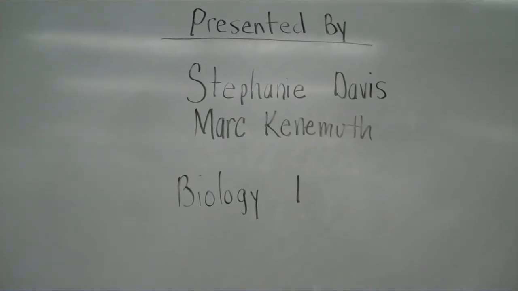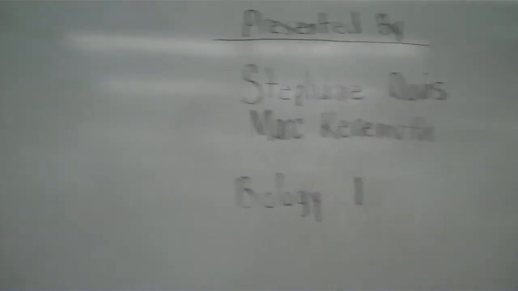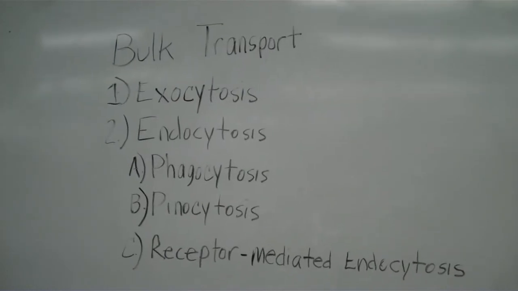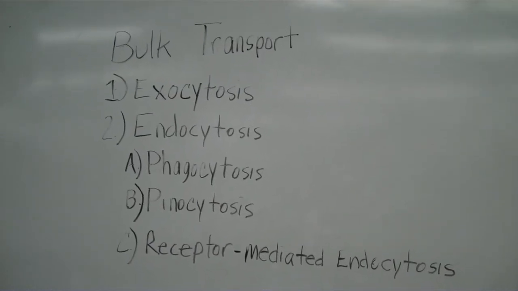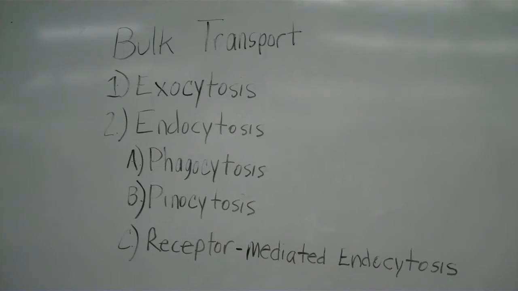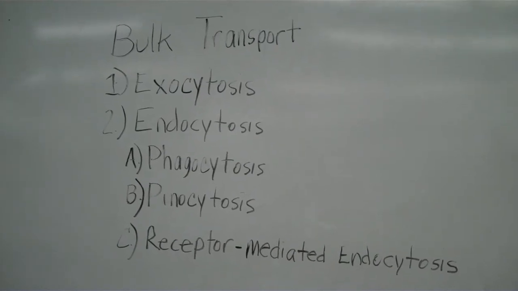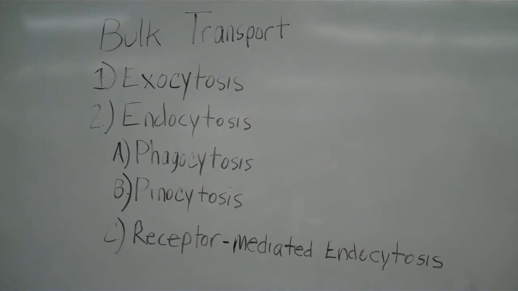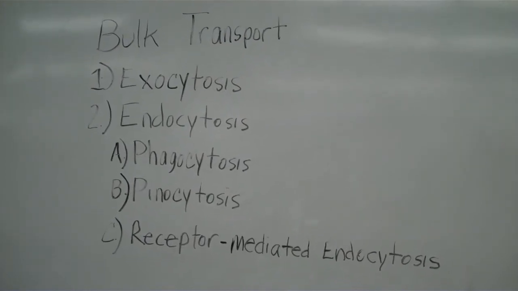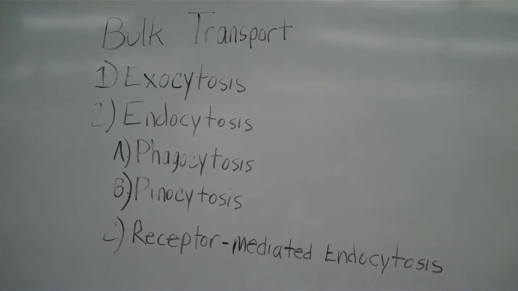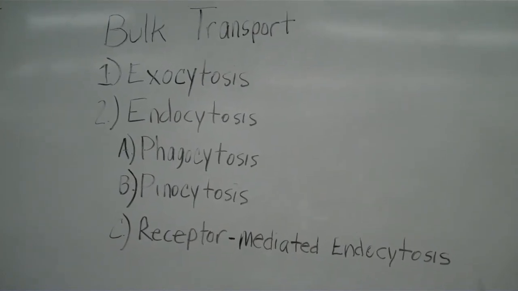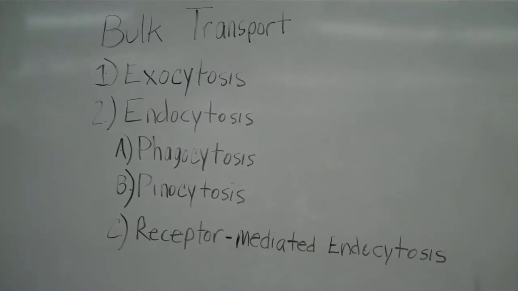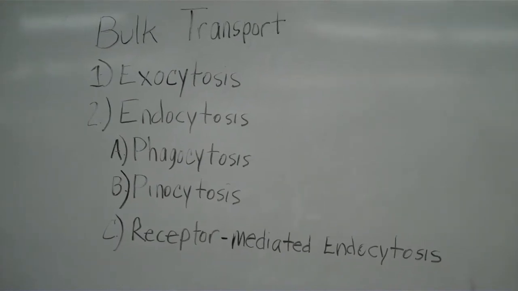It involves Biology 1, and what we're going to get into in this presentation is bulk transport. There are different types of bulk transport that we'll get into in this video. The first would include exocytosis, the second endocytosis, which within that there's three other different types of endocytosis transport. The first being phagocytosis, second pinocytosis, and third receptor mediated endocytosis.